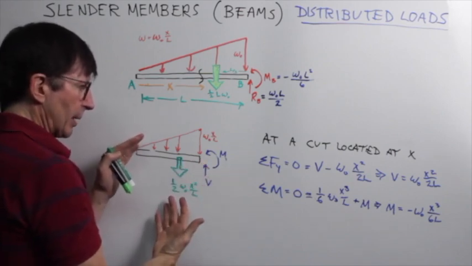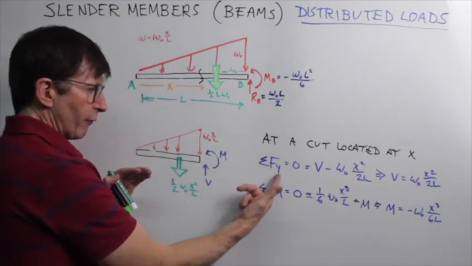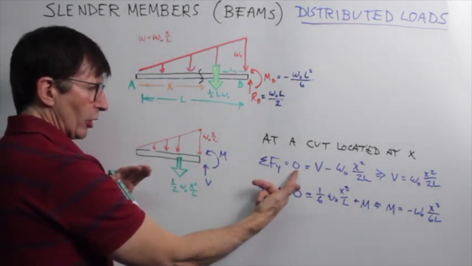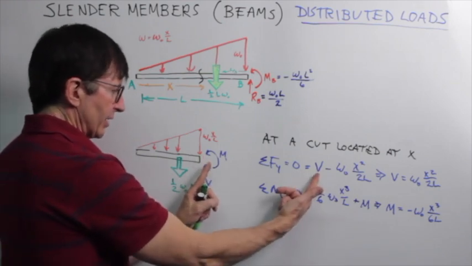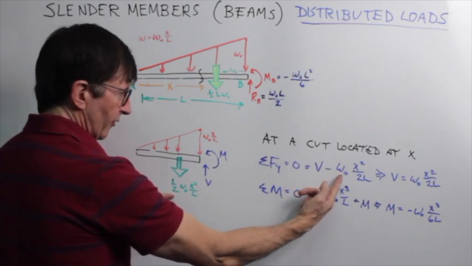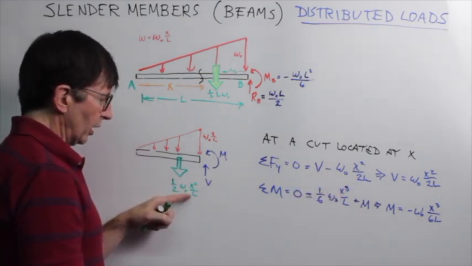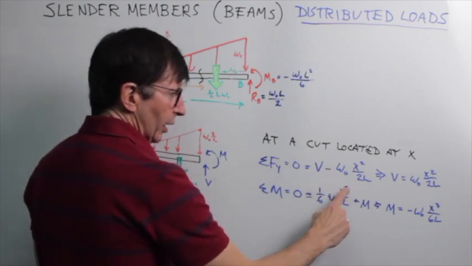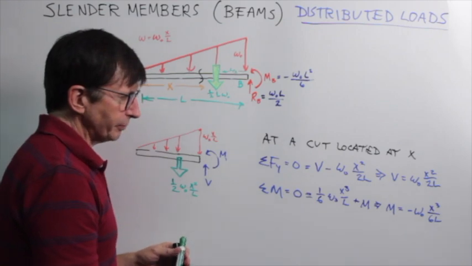From that approximation, we can immediately write the equations for summing the forces in the y direction as 0, which means the shear force drawn in the positive sense minus this negative force of 1/2 W naught x squared over L. Rearrange it for V, we've got an equation for V.